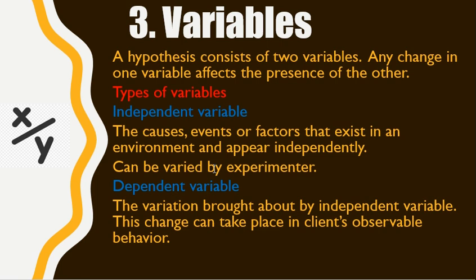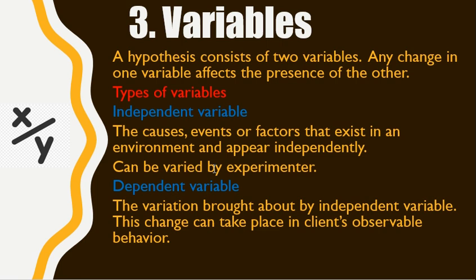So a hypothesis consists of two variables. Any change in one variable affects the presence of the other variable. For example, hard work and success. These are two variables of our hypothesis. Hard work can earn us success. Now, two variables, hard work and success. The more the hard work, the more the success.